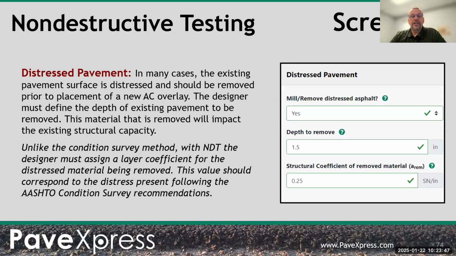Using this layer coefficient and the depth of milling, the calculated layer structural number is subtracted from the overall effective structural number. For example, if we calculate an effective structural number of 3 and we decide to mill 2 inches, the milled asphalt has a layer coefficient of 0.15, so the milled layer structural number is 0.3. That is 2 inches times the 0.15. The resulting structural number after milling is 2.7.